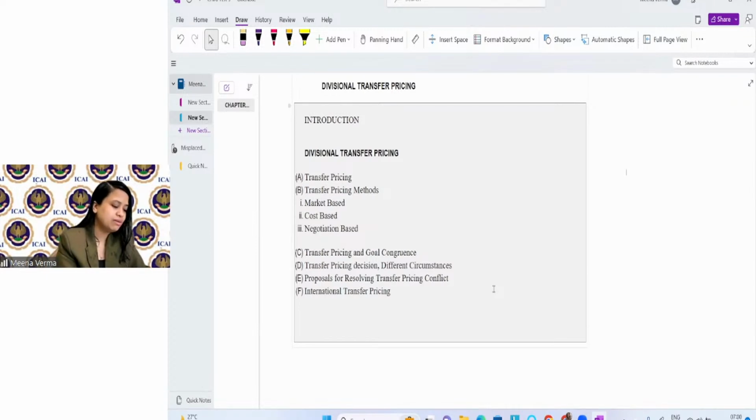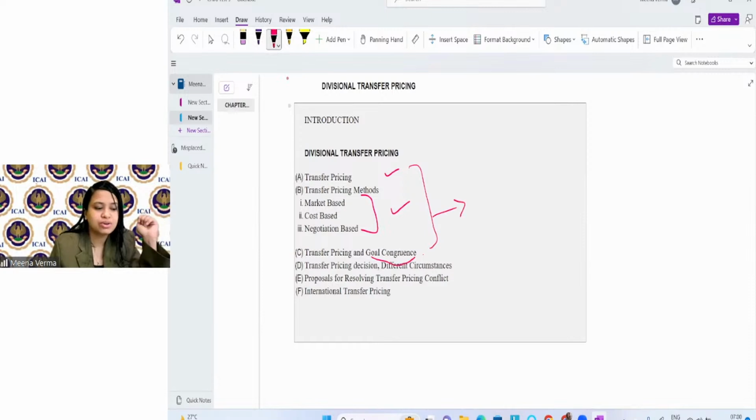So the topic name is what? It is transfer pricing. Let's see what topics we will cover here. We will cover transfer pricing and the various methods of transfer pricing. Then we will study goal congruence. I'll prefer to cover these topics in today's session. We will have 3 sessions for this topic.